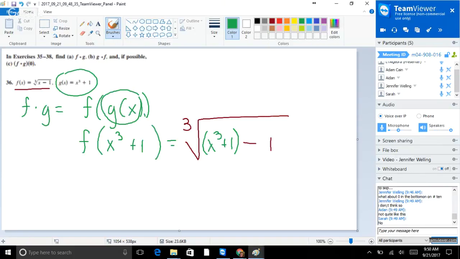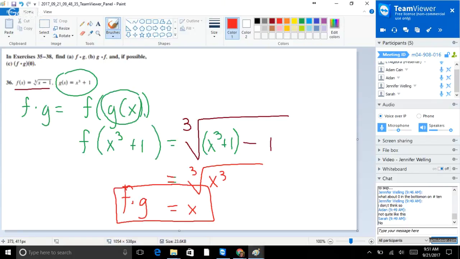Now is where the algebra fun comes in, right? Because all algebra is fun. So we're going to do a little bit of simplifying. We have x cubed plus 1 minus 1. Well, that's nice. They cancel each other out. So we're left with the cube root of x cubed. That was really nice how they worked that out for us. The cube root of x cubed would just give us x. So the composition f composed with g would actually just be x.